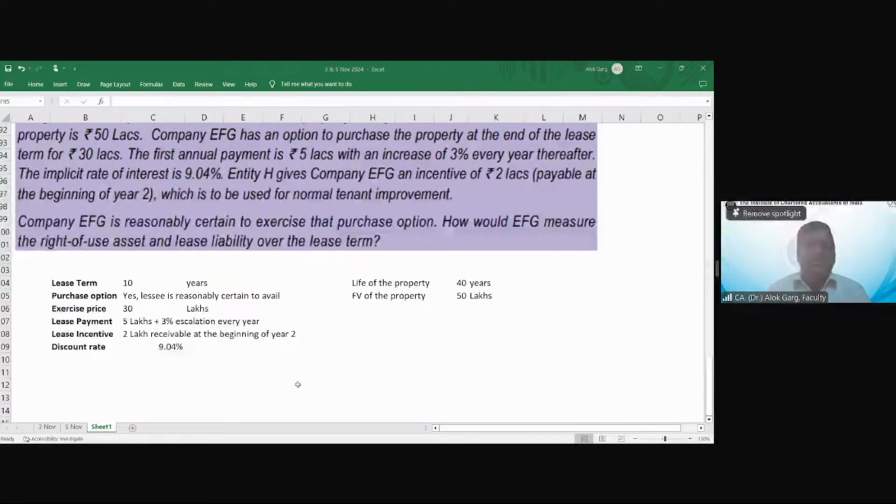Solution. So this is my solution. In this question, it is given that lease incentive is payable by the lessor at the beginning of year 2, so we will assume that lease payments are also happening at the beginning of the year, right? This is what we will assume.